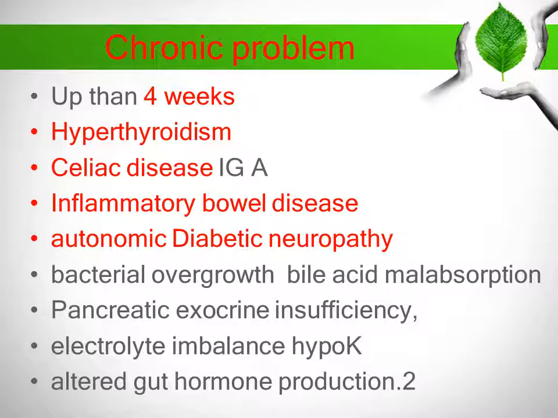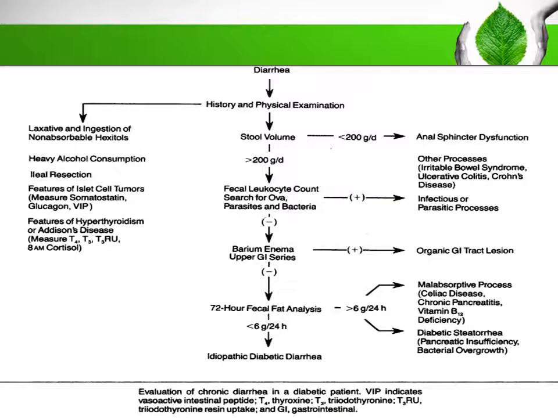If all these diseases do not exist, we can say that it is an autonomic diabetic neuropathy characterized by bacterial overgrowth, and you also have bile acid malabsorption and pancreatic exocrine insufficiency, and some electrolytic imbalance like hypokalemia, and also altered gut hormone production, especially hyperglucagonemia, which exposes to chronic diarrhea. And we finish with this algorithm, which summarizes all causes of chronic diarrhea in diabetic patients.